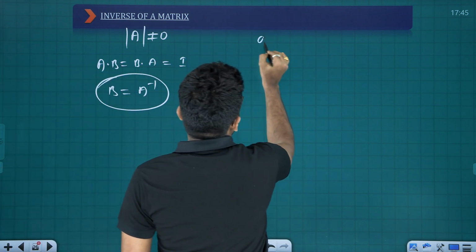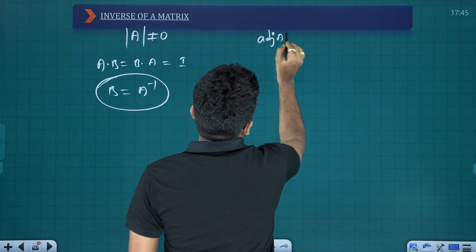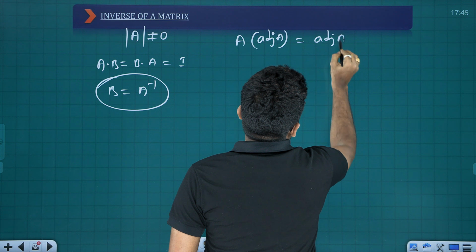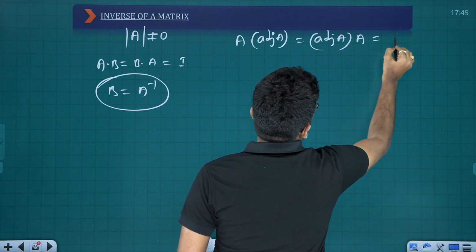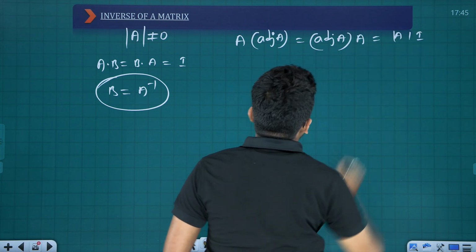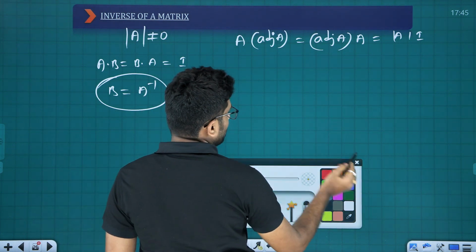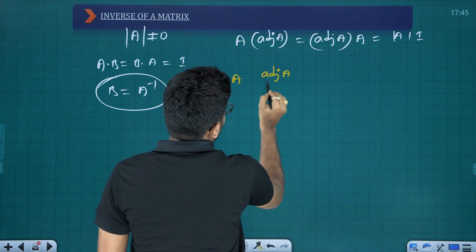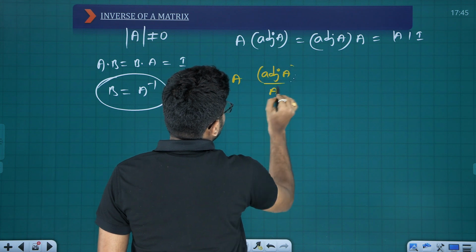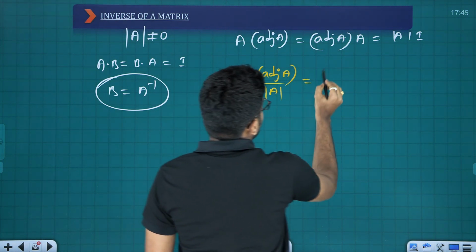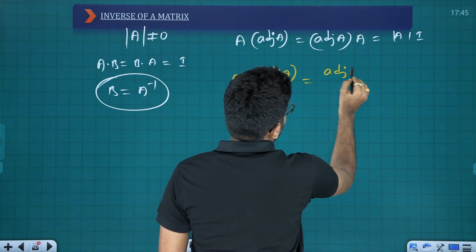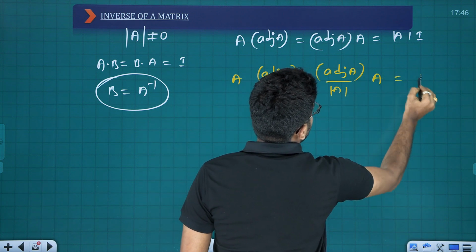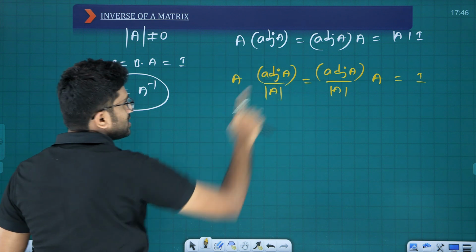Now just now we have seen an important relation in terms of adjoint. A into adjoint A is equal to adjoint A into A is equal to det A into I. Now we do one thing, we divide by the determinant. When we divide by the determinant, what do we get? We get A into adjoint A divided by det A is equal to adjoint A divided by det A into A is equal to I. Just compare this with this, friends.